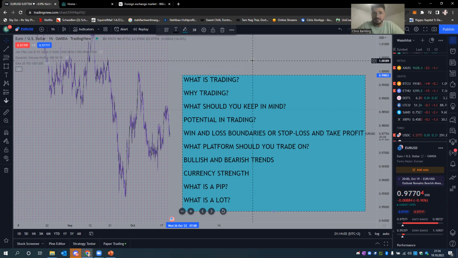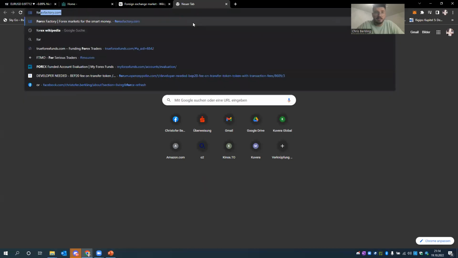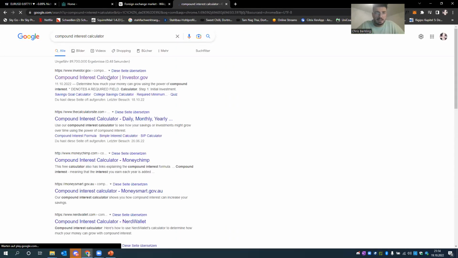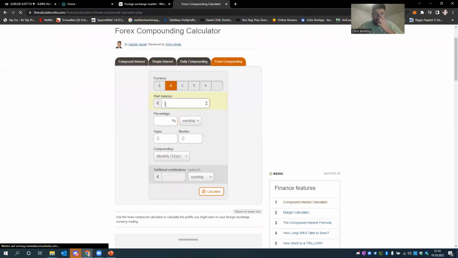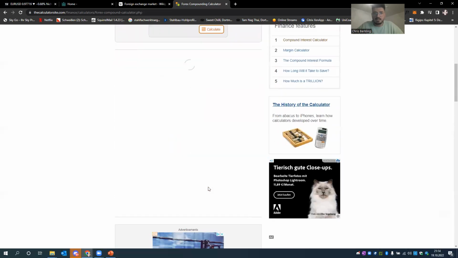The potential in trading is pretty much limitless, you could say. But what's really, really important about it is that you compound your money. If you want to see how it works, there are compound interest calculators, and you can literally look it up anytime you want to. So let's go with the Forex compounding here. Let's say we start off with 1,000 euros and we do 5%. Let's go with 10%. Let's say you do 10% every month. We're going to run that for 6 years. You're not going to take out any money, you're not going to pay in any money, just to show you what's possible with it.